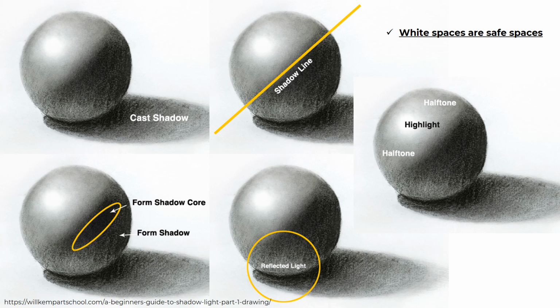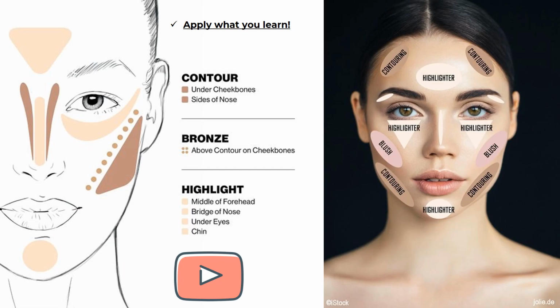So always remember that white spaces are safe spaces. You need that in your drawing. It is more realistic if you leave white spaces. To understand it better, apply what you learn in the YouTube tutorials, especially for the girls, because shades and shadowing is also applicable in makeups.